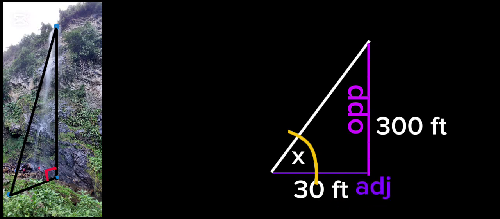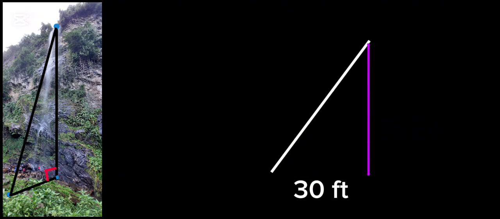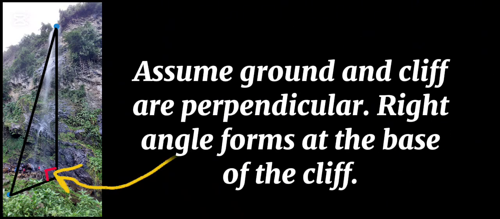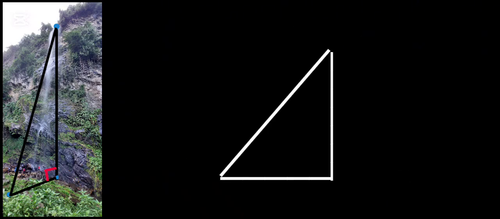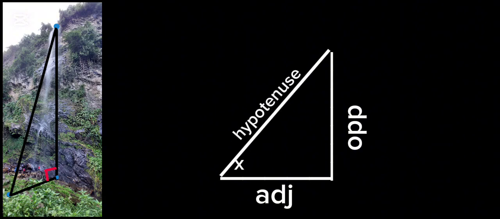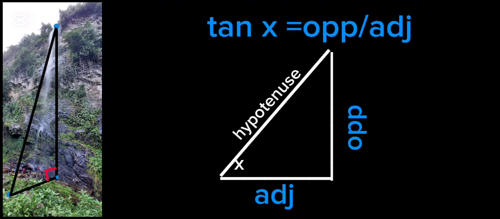Now, we are assuming that a right angle triangle forms here, where a right angle forms between the ground level and the waterfall cliff. This means the other side of the triangle, our line of sight, is the hypotenuse of the triangle. Which trig ratio uses the sides opposite and adjacent? That's the tangent ratio, so we write tan x is equal to opposite over adjacent.